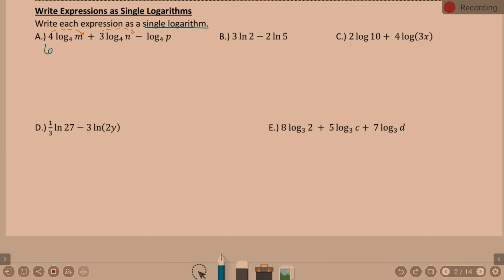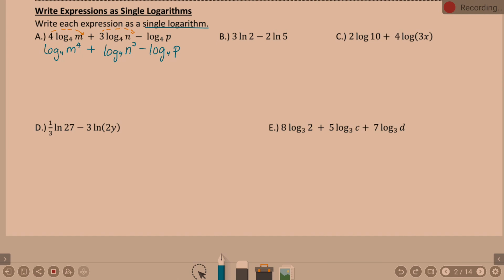So log base 4 of m to the 4th, plus log base 4 of n to the 3rd, minus log base 4 of p. Okay, so that was our power property. Now what?